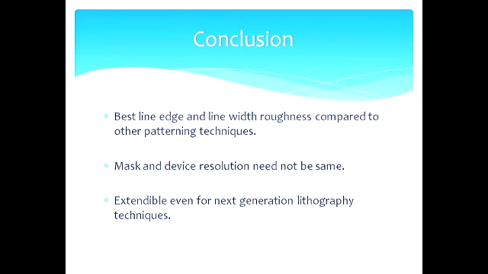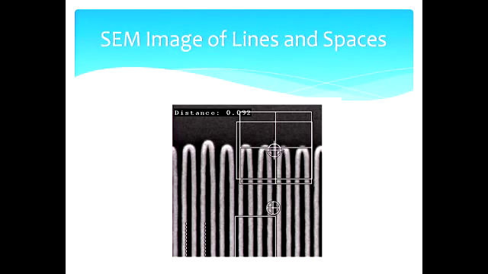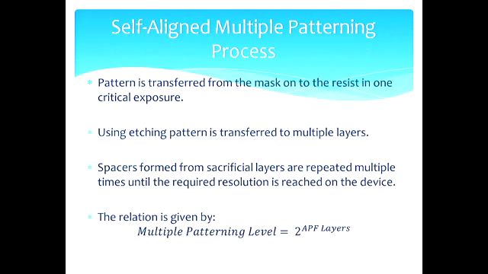And also this is extendable even to the next generation lithography like EUVL. When it comes into being, sooner or later we will reach the wavelength limit of EUVL also. So this can be used even to push it further until we come up with another solution. So coming back to the equation that I said, it's the multiple patterning level. If I need this to be 8 times of what the mask is, I will need 3 layers. So 2 to the power 3 will give me 8 times the pattern on the mask. If I need this to be 4, I just need 2 APF layers. That's how the equation works out.